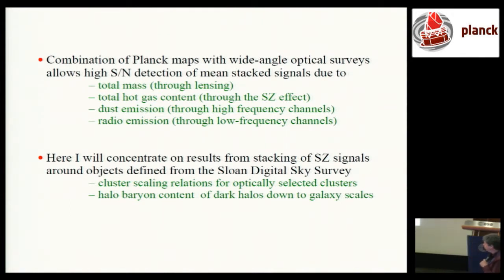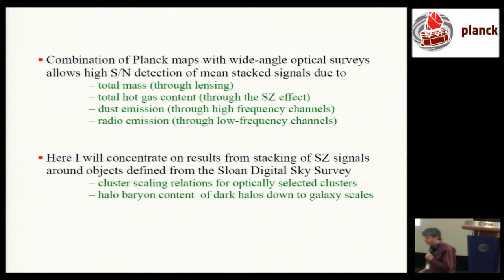And this allows you to try and get high signal-to-noise detections of the average properties of objects where individually you have no chance to see something. This allows us, in principle, to push down to much lower signal-to-noise and learn new things just because of the very large number of objects that you find. So, a number of examples of this.